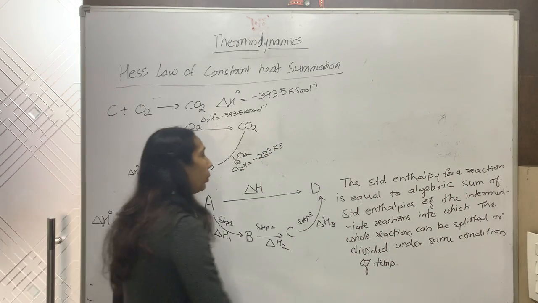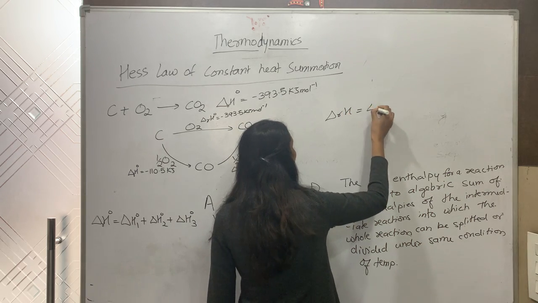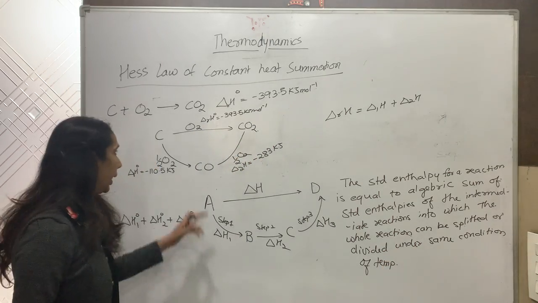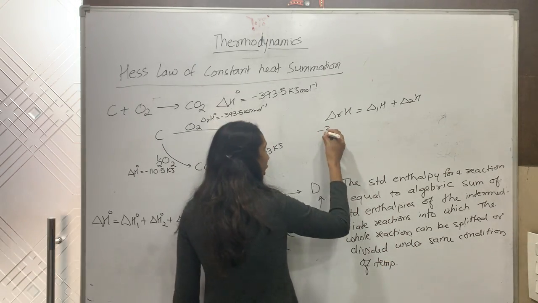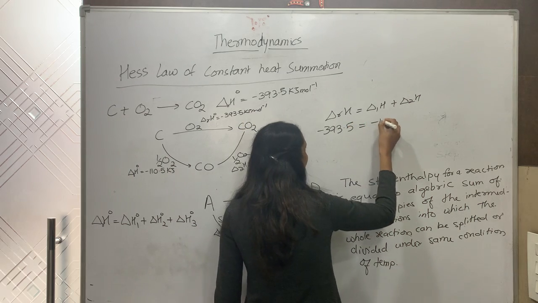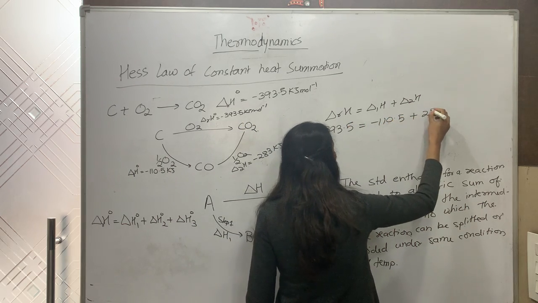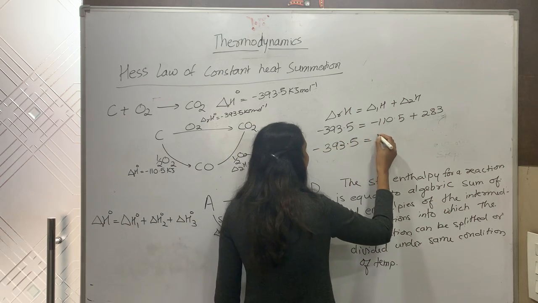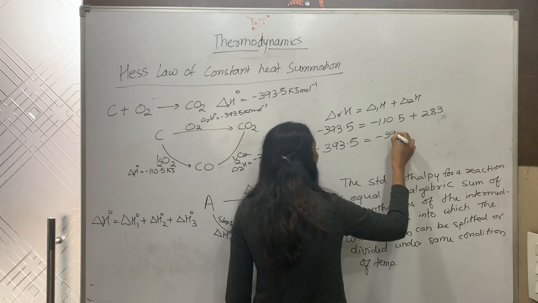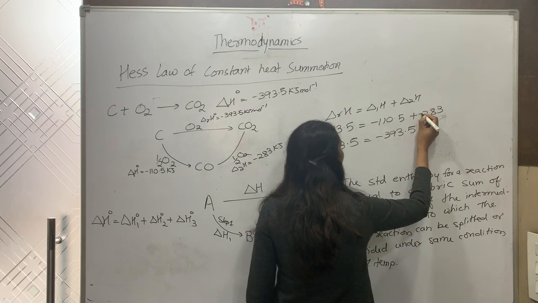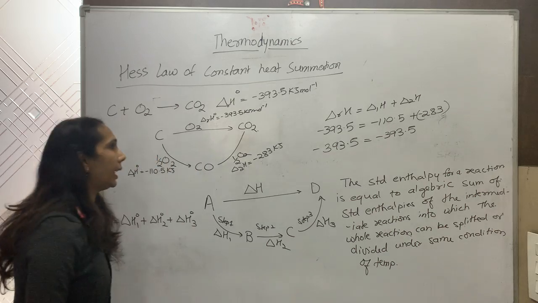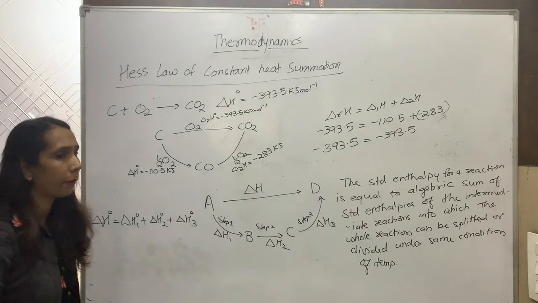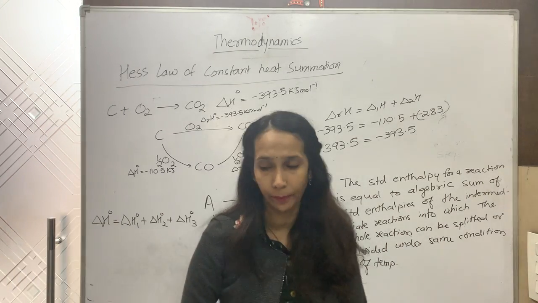Now we must be able to prove that delta RH is equal to delta H1 plus delta H2. Let us add them. It is minus 393.5 kilojoules. It is equal to minus 110.5 plus 283. So of course you can see that they are equal. So that means if I carry out the reaction in one step or I carry out the reaction in two steps, the enthalpy change will remain same. So that is your Hess's law of constant heat summation.